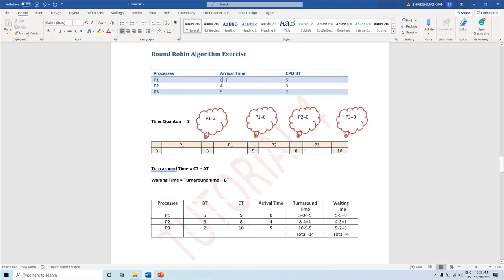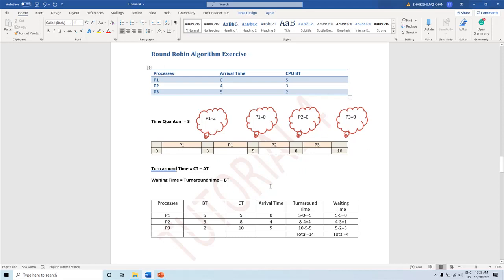Why? Because you see the arrival time of P2 is 4 millisecond, but the time quantum is 3. That means P1's quantum finishes at 3 millisecond. However, at 3 millisecond P2 and P3 have not yet arrived in the ready queue. So what happens? P1 will get the chance again, because only P1 is available in the ready queue at 3 millisecond, and P2 comes to the ready queue only at 4 millisecond.